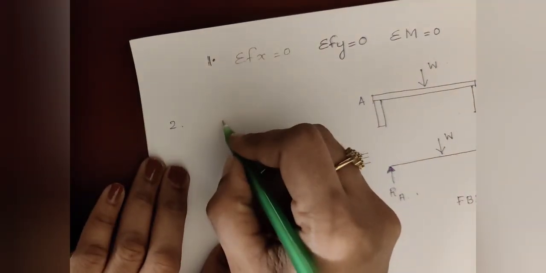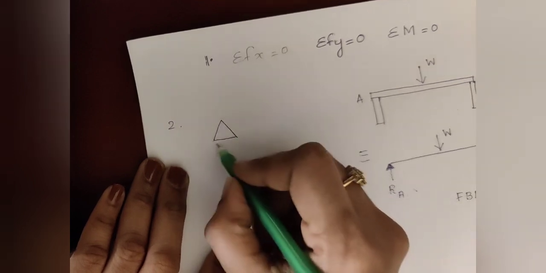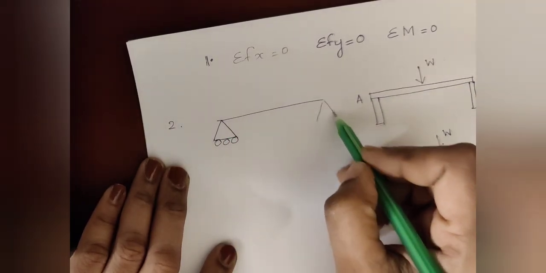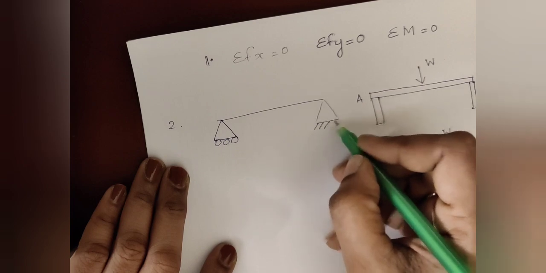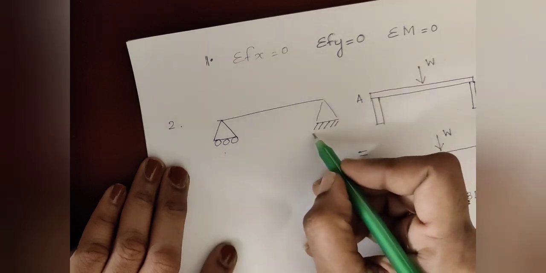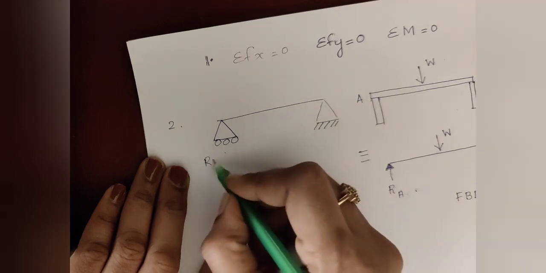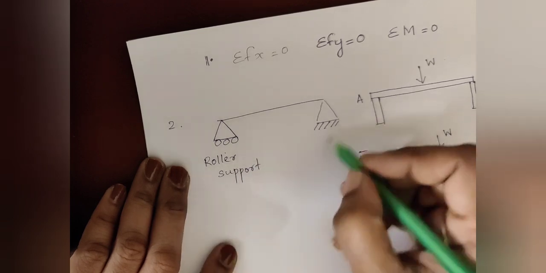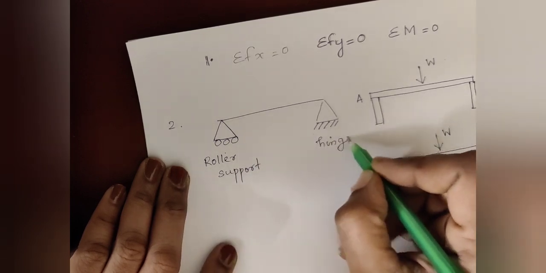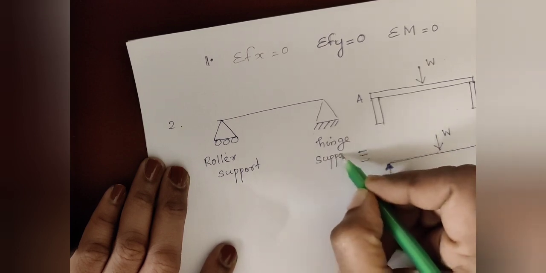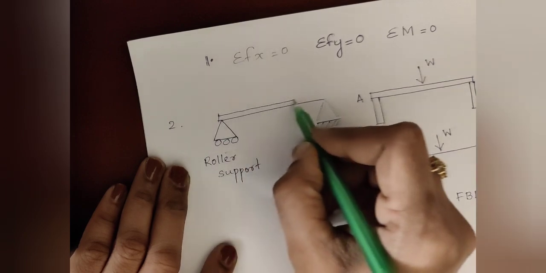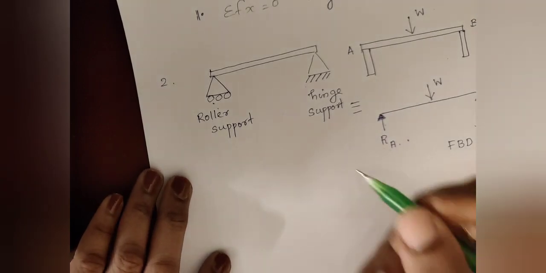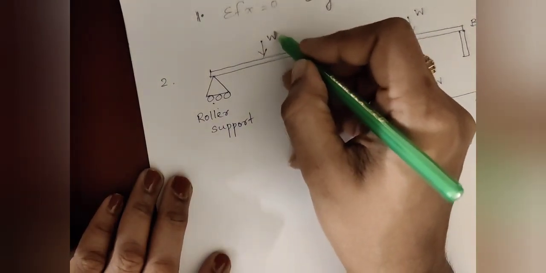Now suppose you have a beam supported with a roller. Here one end is roller and the other end is hinge. This is the notation for roller support, and this is the notation for hinge support. So this beam is supported on one end with a roller and the other end with a hinge support, and again you have some external load W.